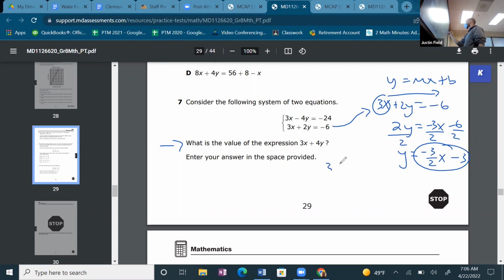The other equation was 3x minus 4y equals negative 24, so we're going to substitute that into there. Chelsea, you see, keep working on your topics, because you use that inside of other math equations.